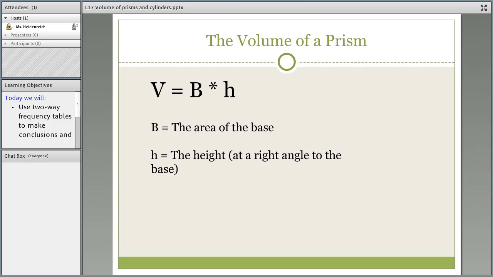All right, here we go with the volume of a prism. To find the volume of a prism, you're going to multiply the area of the base times the height of the prism. Now, the height of the prism is always at a right angle to the base. So here's an example of a prism.